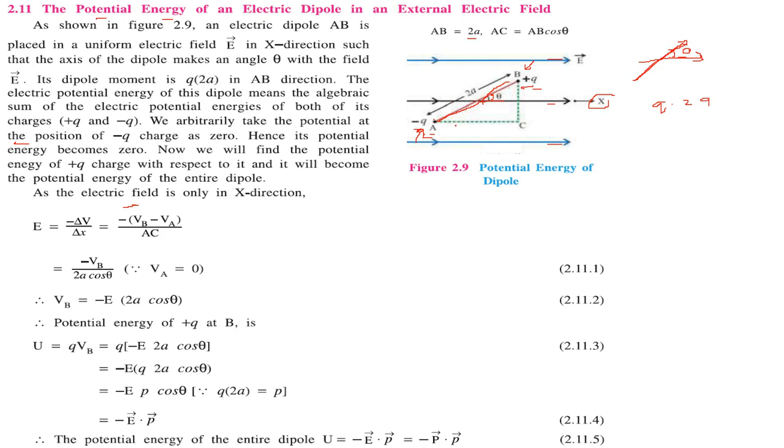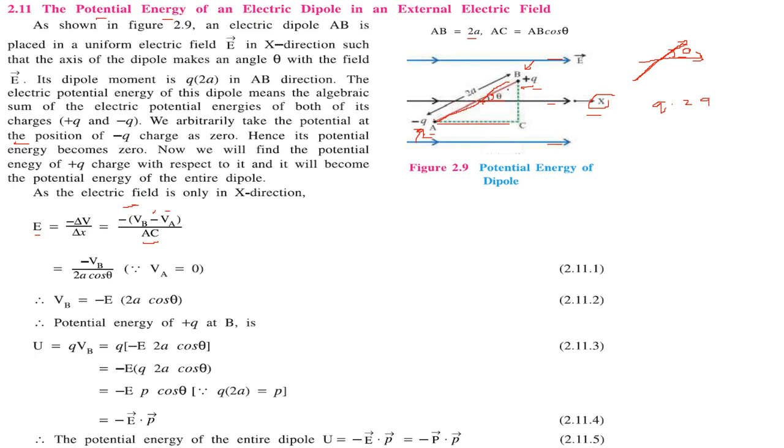The electric field is only in X direction. So what do we get here? Electric field E is given by minus del V by del X. And what is this del V? Del V is the difference in potential between this A and B because of these two charges. So del V will be VB minus VA by the delta X. Delta X is nothing but the distance like this here. And we are going to see AC.